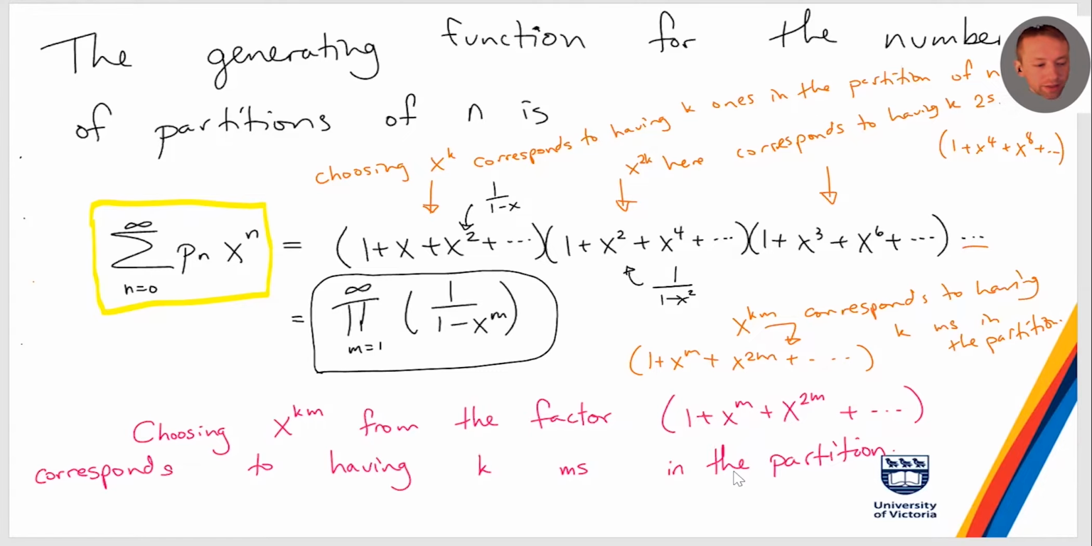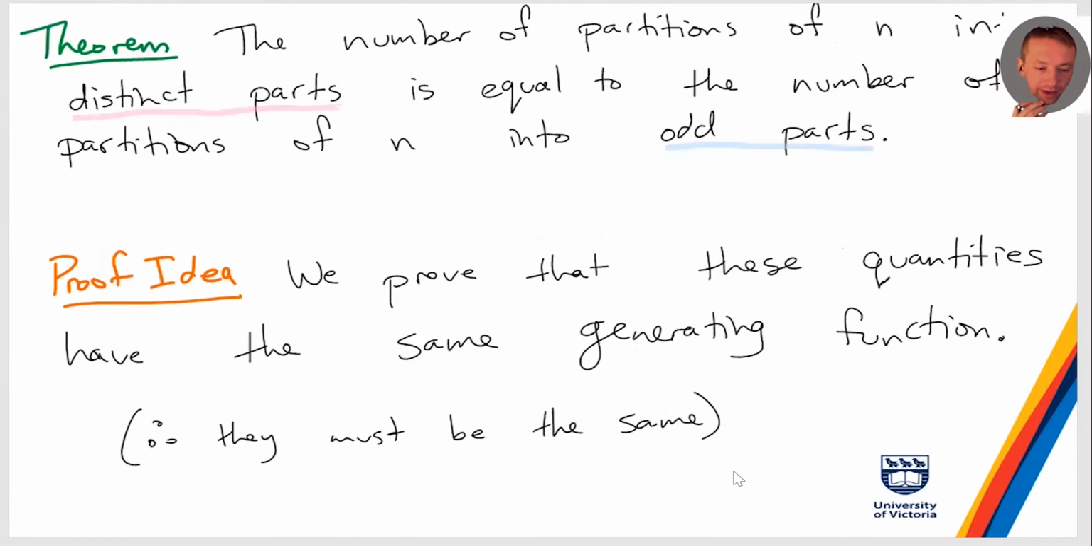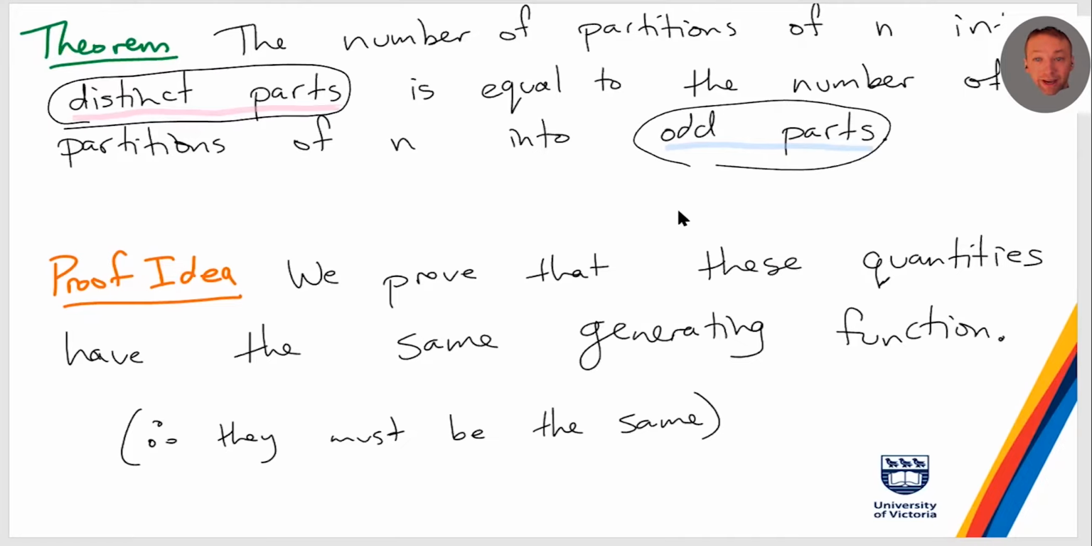What I want to do is prove this theorem that the number of partitions into distinct parts is equal to the number of partitions into odd parts. And the way we're going to do this is by modifying that generating function to get a generating function for these sequences: the sequence of the number of partitions into distinct parts, and the sequence of the number of partitions into odd parts. We're going to write down a generating function for partitions into distinct parts, and a generating function for partitions into odd parts. Then we're going to do some algebra, and show that those generating functions are the same function.